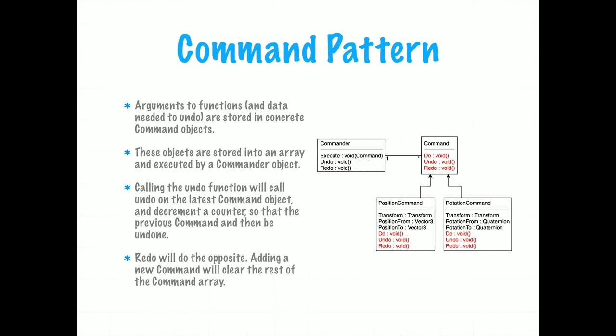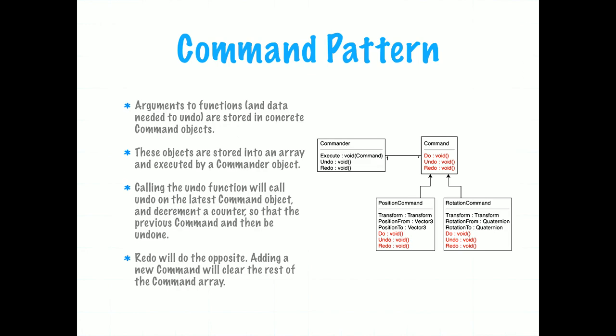This is the UML. When you want to undo, you call undo on that object, and then you go to the previous object in the stack if it exists. You can continue to undo, and you have this array of objects, so by calling undo or redo on them and going to the next object in the array, you'll be able to go through the different states of this object.